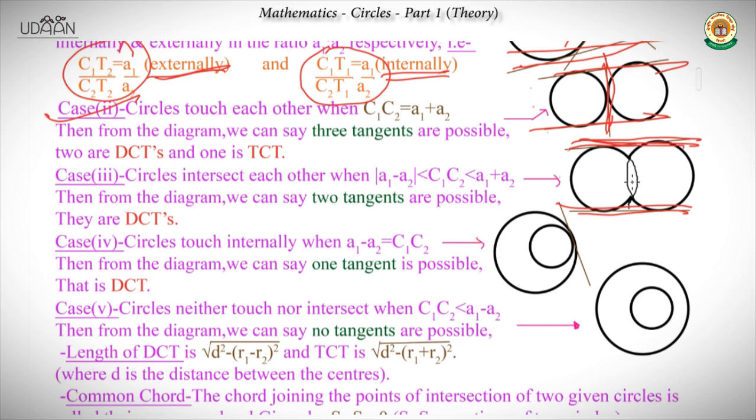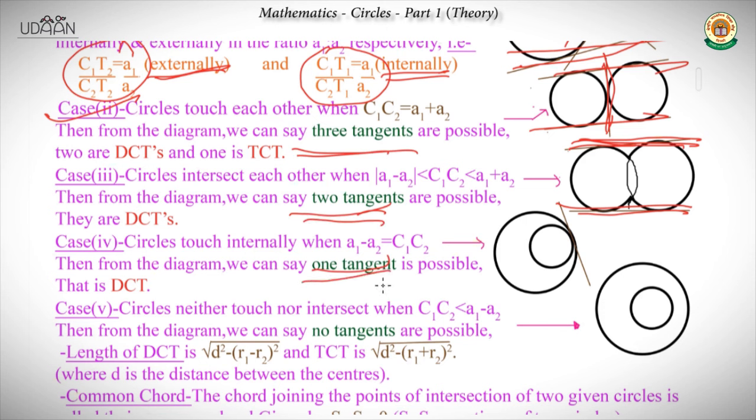And when circles touch internally, then only 1 tangent is possible, which is the direct common tangent. And when the circles do not intersect, like one circle lies entirely inside another circle, then no common tangents are possible.